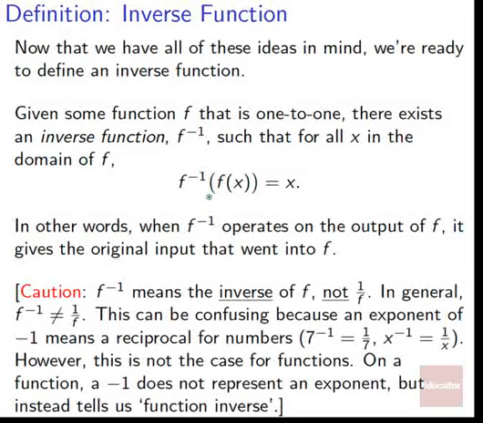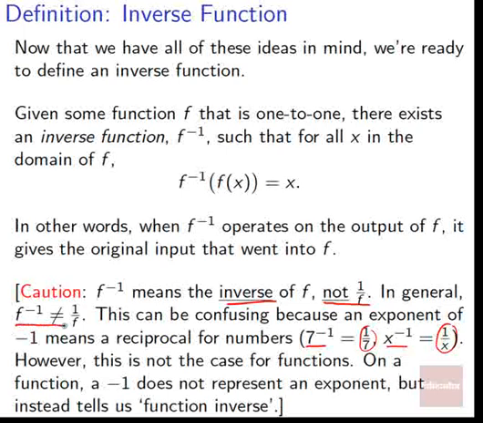Caution, I want to warn you about something. F with that -1 on the top right means the inverse of f, not 1 over f. This can be confusing because if you've taken algebra and remember your exponents, you might have forgotten them, but we'll talk about them later in this course. A -1 can mean a reciprocal for numbers. So 7 to the -1 becomes 1/7. X to the -1 becomes 1 over x.